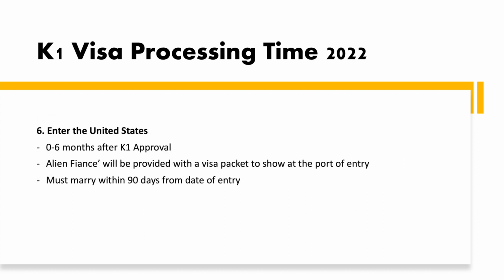Now, lastly, the final step of this visa application is for the beneficiary or the fiancé to enter the United States. Once the Department of State issues the K1 visa, the beneficiary generally has a period of 6 months to enter the United States. The beneficiary will be provided with a visa packet to present at the port of entry. Upon entry, the couple must marry within 90 days. If the couple does not marry, the K1 visa holder must depart the U.S. before the 90-day expiration of the visa.